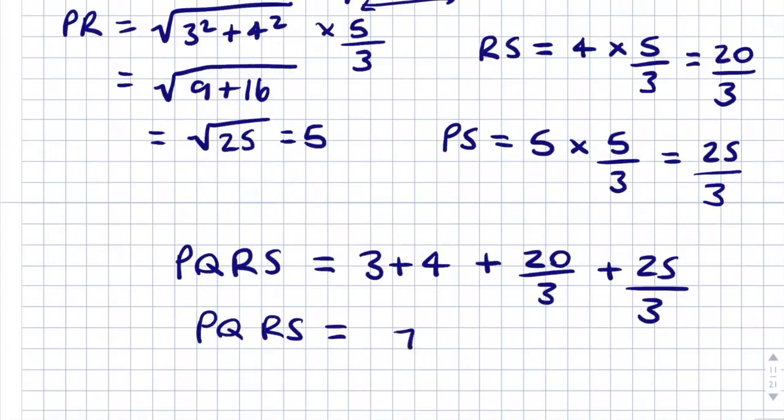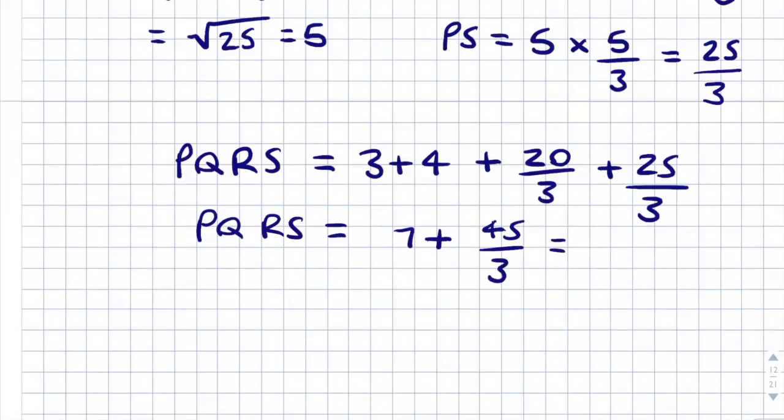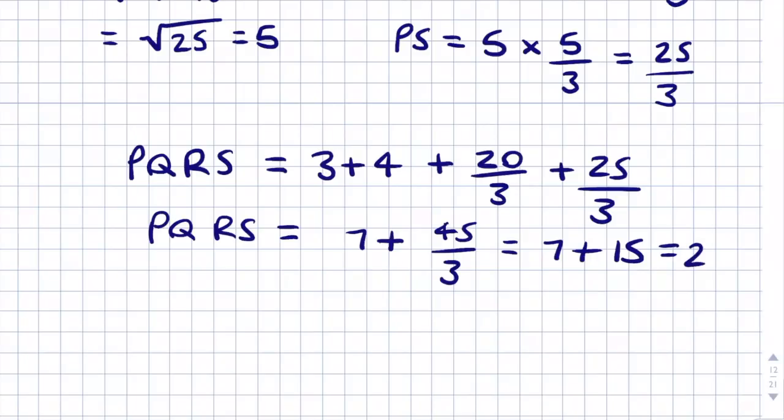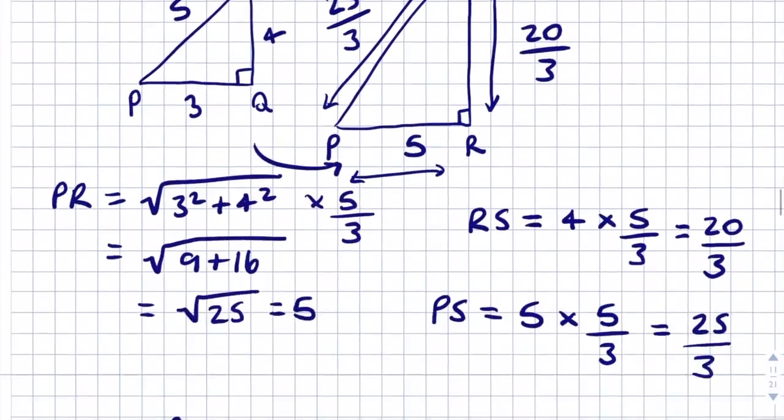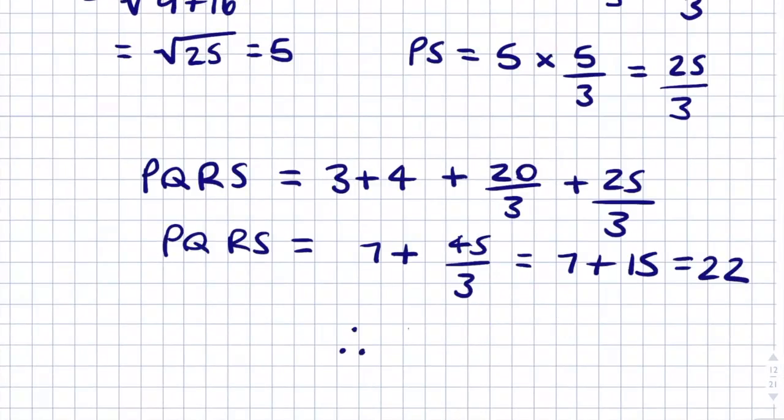Now 3 plus 4 is 7. 20 over 3 plus 25 over 3 is 45 over 3. Now 45 over 3 simplifies to 15. So PQRS is equal to 7 plus 15. And 7 plus 15 is equal to 22. So 22 is our perimeter, and we've got an answer of 22, which is answer A. So therefore, our final answer is A.